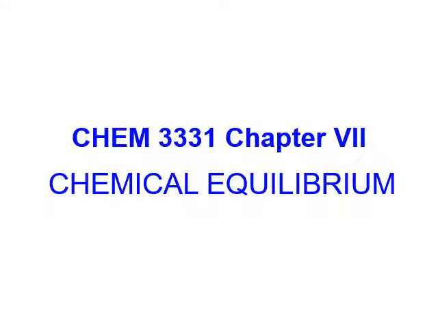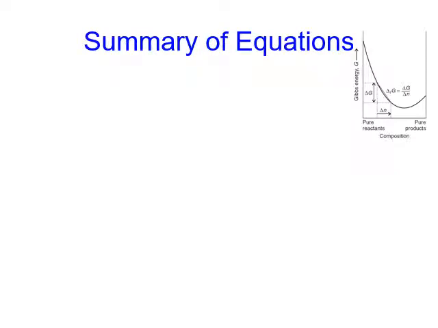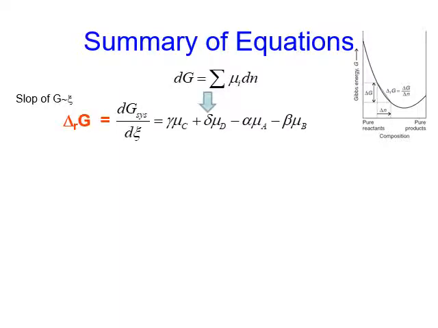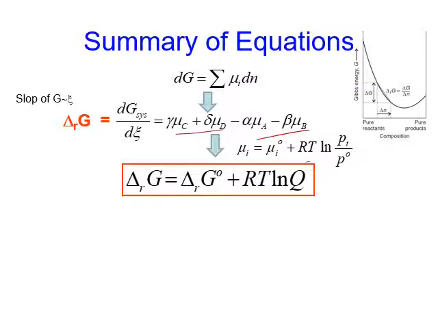Chapter 7b, Electrochemistry. In the last section, we derived a few important equations to describe a chemical reaction. For example, to calculate the slope of Gibbs energy over extent of reaction, you use the chemical potential of the products minus reactants. And by expressing chemical potential as a function of temperature and pressure, we derive this important equation, the reaction Gibbs energy, which can be calculated from the standard reaction Gibbs energy plus RT ln Q. Q is the reaction quotient.